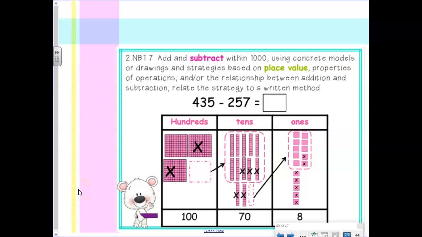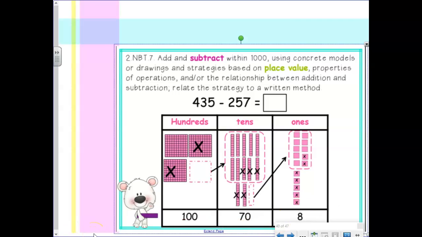Okay guys, we're going to continue practicing subtracting within 1000 using models and drawings and our strategies based on place value. And we're going to relate it to our written method. We are working on 3-digit numbers, and we have been working on what happens when you have to go next door from the tens place to the hundreds place to grab a group of 100 and break it into 10 tens. We've been learning that as well this week.